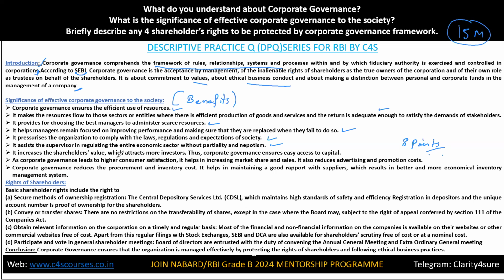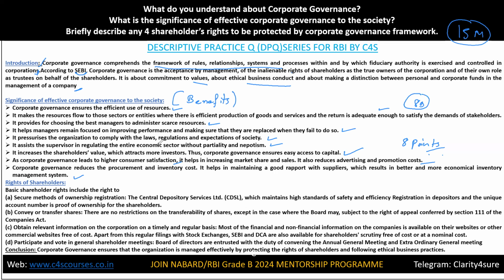Next, corporate governance leads to higher customer satisfaction. It helps in increasing market share and sales. It also reduces advertisement and promotion costs. It increases shareholders' values, which attracts more investors. Thus, corporate governance ensures easy access to capital. Lastly, corporate governance reduces the procurement and inventory cost. It helps in maintaining a good rapport with suppliers, which results in a better and more economic inventory management system. You can give any 8 points, students. In general, it doesn't have to be these only, but these are the best points you can give.